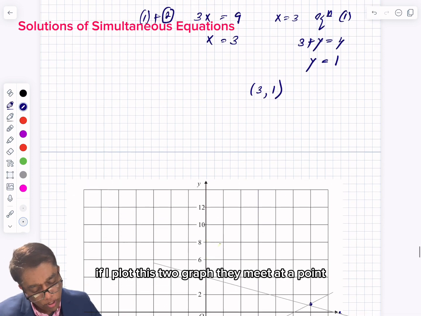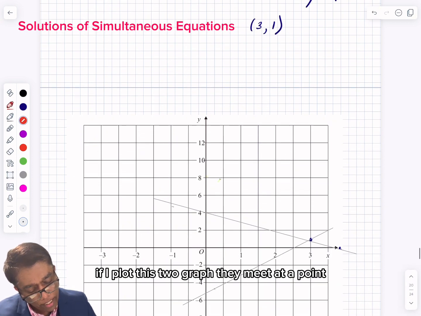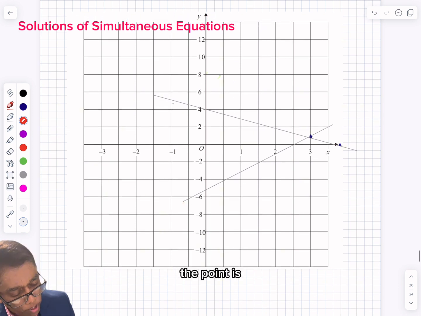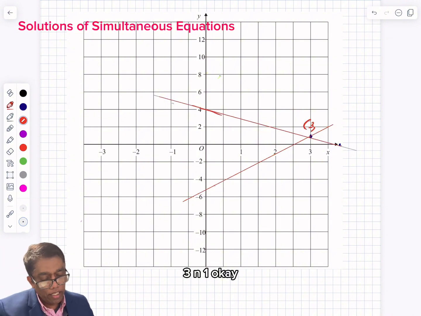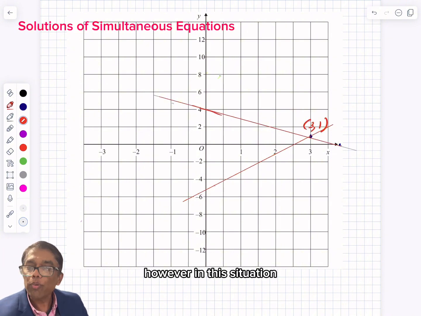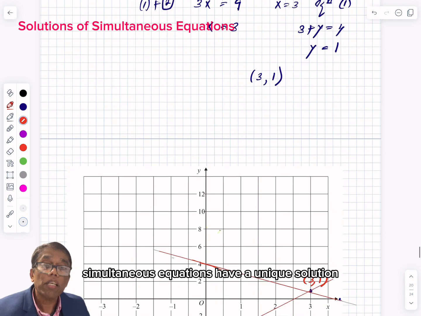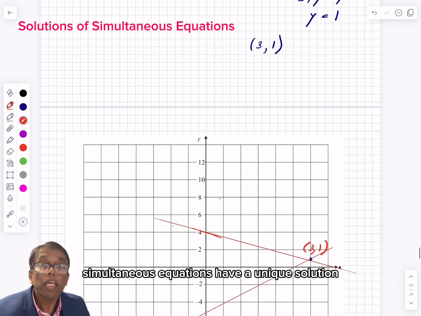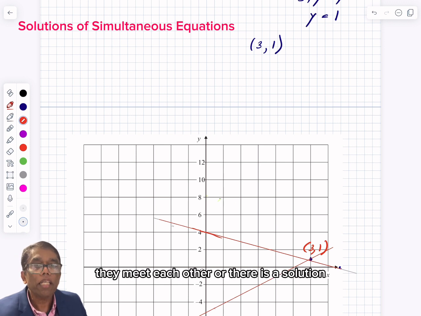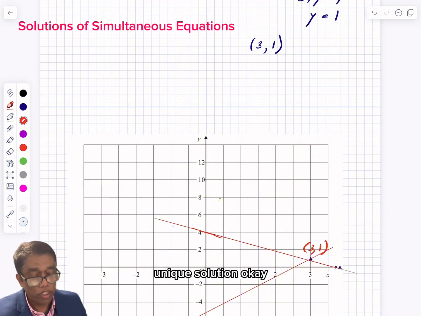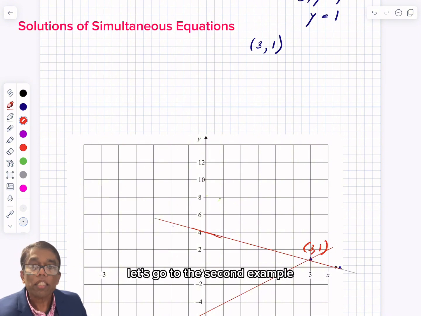If I plot these two graphs, they meet at a point. The point is (3, 1). However, in this situation, this pair of linear simultaneous equations has a unique solution. That means there is a point where they meet each other, or there is a solution. Unique solution. Okay, let's go to the second example.